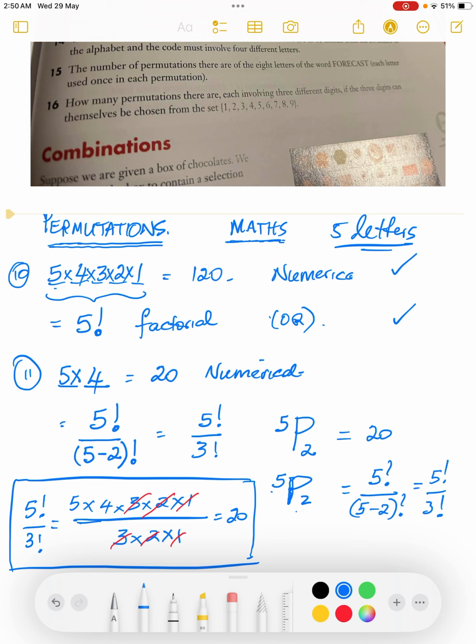Okay, so I hope this has helped. We've just looked at a few questions from above, question 5, question 10, 11. I hope this has helped.